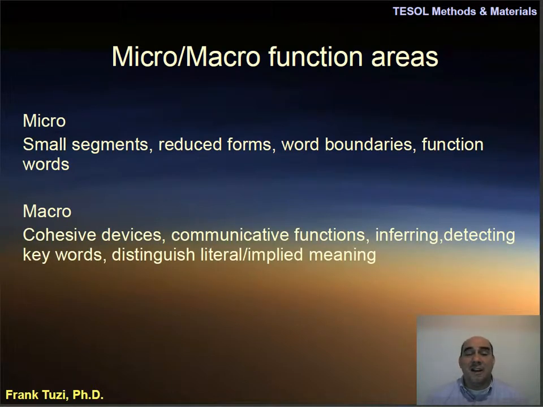As far as areas and functions that you can be focusing on when you're trying to teach listening, for younger learners in particular, you can deal with the micro elements, the small segments, the reduced forms, the word boundaries, where a word begins and ends, sound creation, right? Blends, diphthongs, that kind of thing. Function words, those are things like prepositional phrases, and so you can work on the micro elements so that students can begin to hear the difference between where a word begins and ends, and that kind of thing.